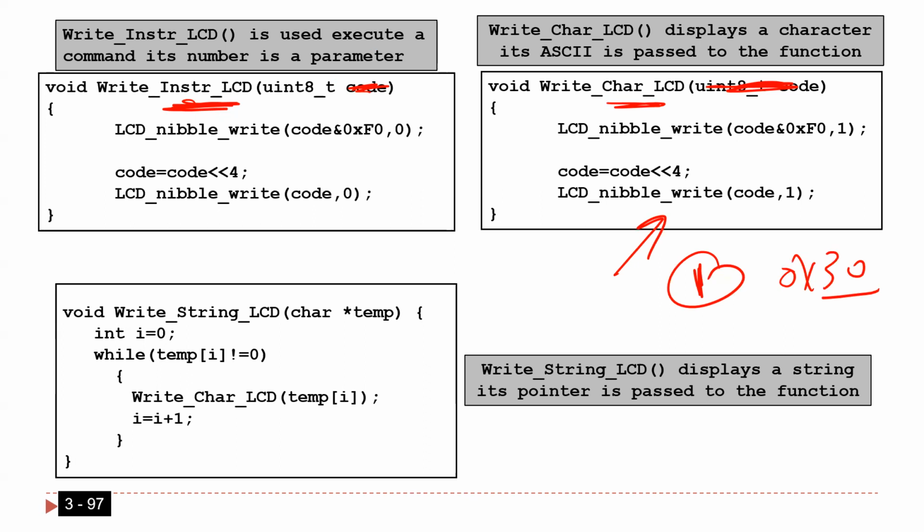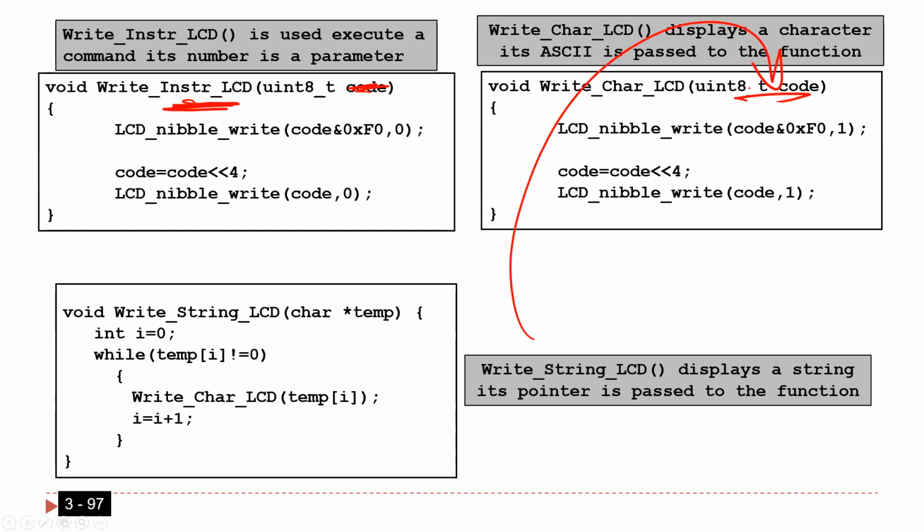Anything you want to display, you have to send its ASCII, even space. A space has an ASCII. So if I want to leave a space, I have to send 0x20, because 20 is the ASCII for space, and so on. Is that okay? So very simple. Just call this function, and you have to send the ASCII of the character you want to display here.